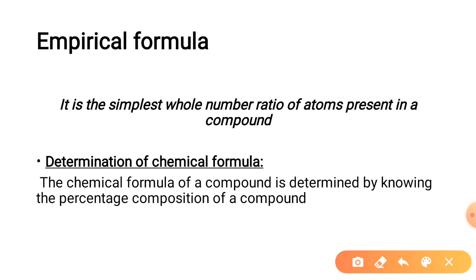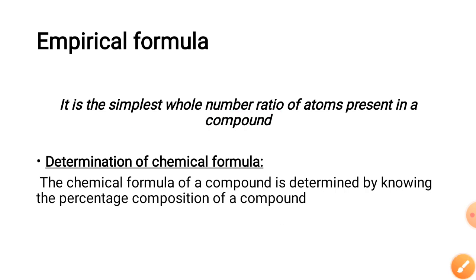So, what are we discussing here? Empirical formula. It is the simplest whole number. What are whole numbers? 1, 2, 3, 4, 5. Yes, there is no fraction, just whole numbers. And the other thing is ratio. Ratio of what? Ratio of atoms present in a compound. Now, how can we know about empirical formula? We can determine empirical formula by the percentage composition of a compound.